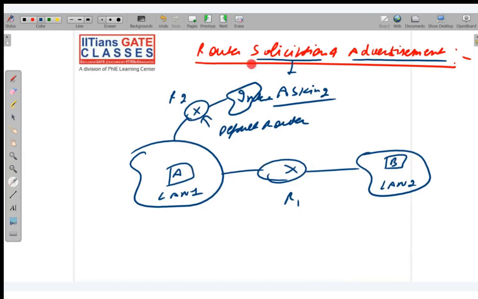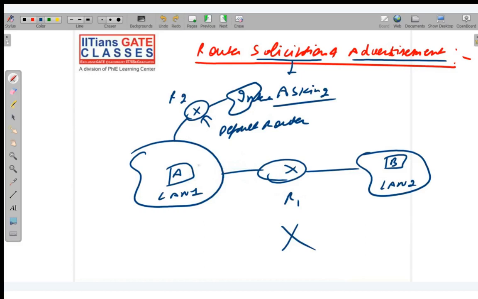So now what about this scenario? See this. If this router R1 fails, A will keep on sending messages to R1. Okay, assuming that B will receive the message but R1 has failed. So what is the solution? How will A come to know about all these things?